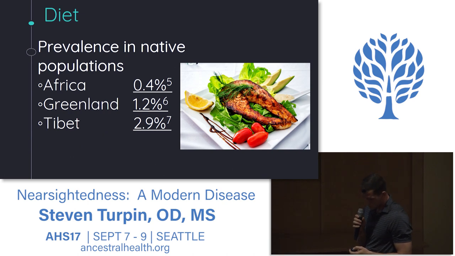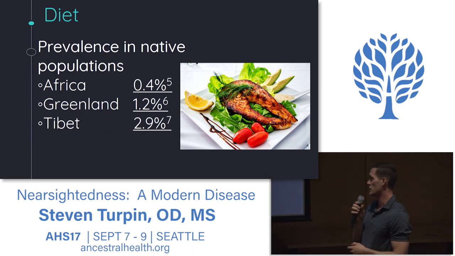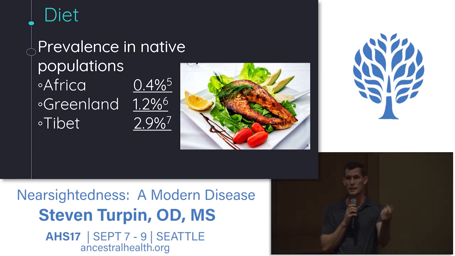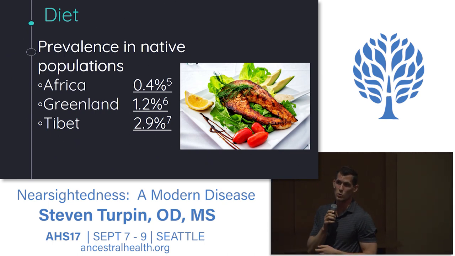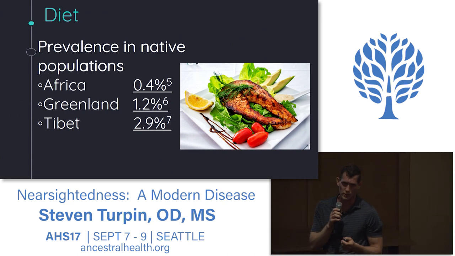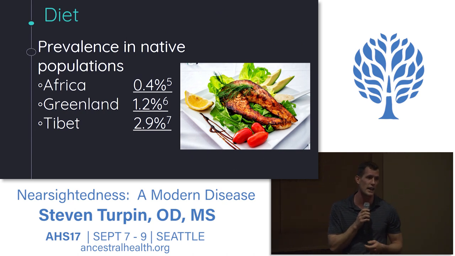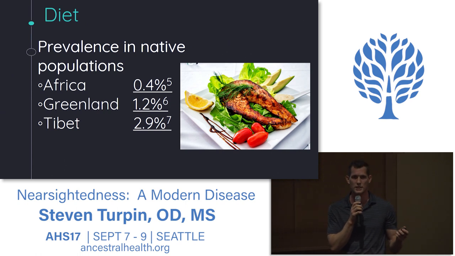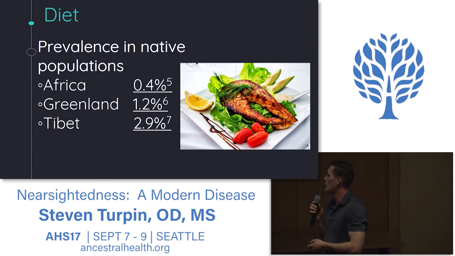So just like everything else we talk about at this meeting, we look at our evolution and our ancestry to give us some answers to what's going on. And what we find is in native populations, hunter-gatherer populations eating traditional diets and living a traditional lifestyle, the prevalence of myopia is under 5%. It's almost unseen in those populations.